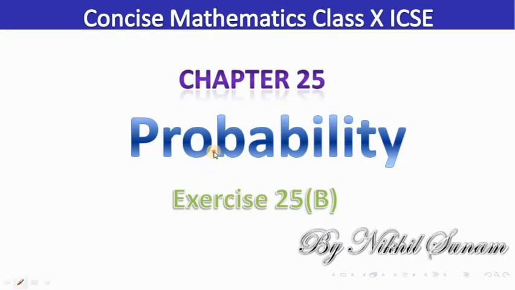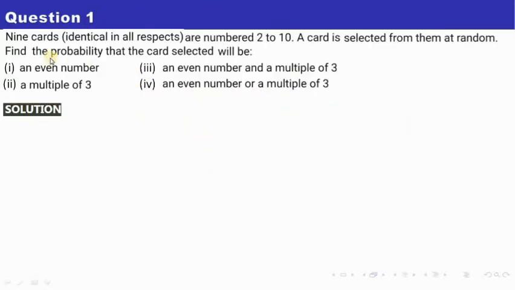Okay, so the first problem says: 9 cards which are identical in all respects are numbered from 2 to 10. Imagine what's happening in your mind. A card is selected from them at random. Find the probability. See, only one card is selected, please remember that. Find the probability that the selected card will be, okay, so there are 4 options given to you, so you have to do one by one.